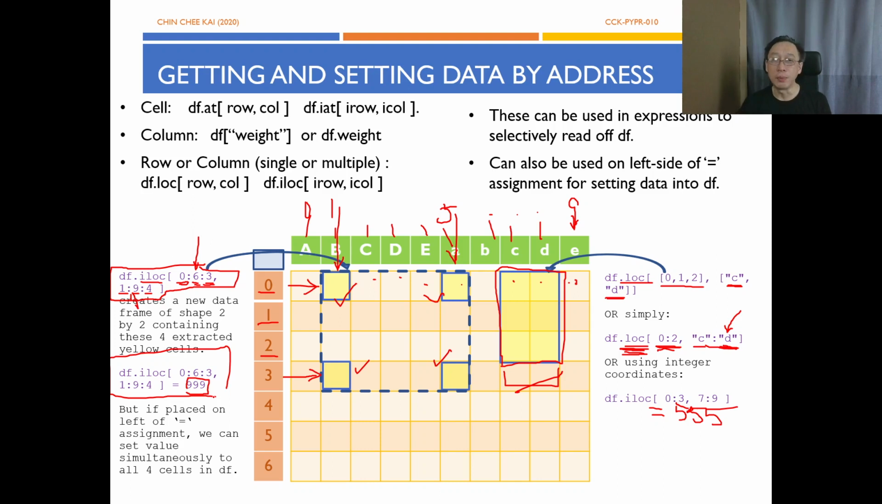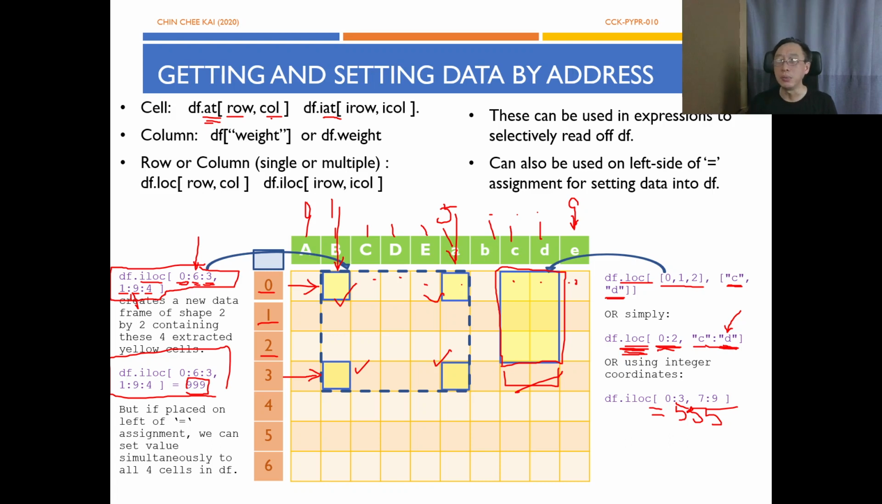Now, at this point, it's probably good to learn another similar pair of commands, and they are called at and iat. So hopefully by now you get the idea. The at is simply like loc. The values are row and column, but they only admit one row and one column. So the at is like, I want to read or write that cell, one cell only.